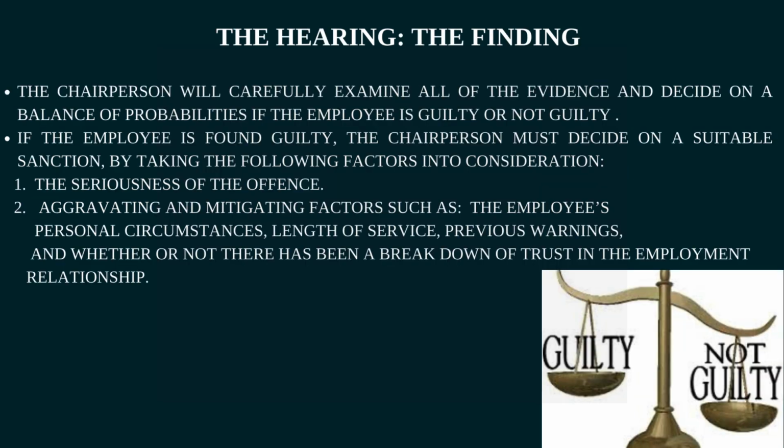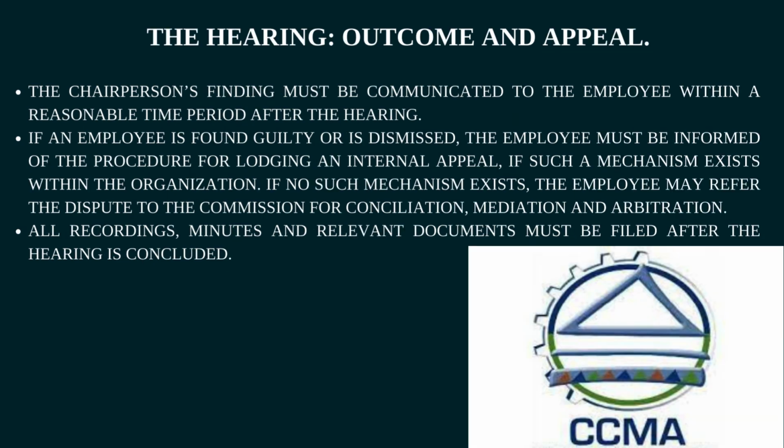The chairperson will carefully examine all of the evidence and decide on a balance of probabilities if the employee is guilty or not guilty. If the employee is found guilty, the chairperson must decide on a suitable sanction by taking the following factors into consideration: the seriousness of the offense, aggravating and mitigating factors such as the employee's personal circumstances, length of service, previous warnings, and whether or not there has been a breakdown of trust in the employment relationship. The chairperson's finding must be communicated to the employee within a reasonable time period after the hearing.